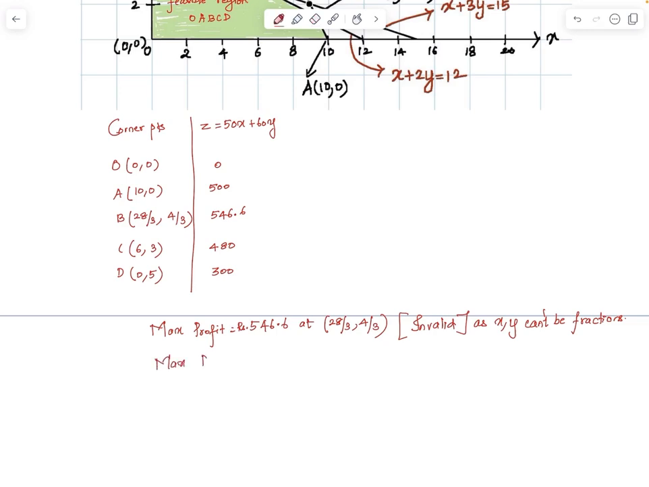Maximum profit is equal to rupees 480 at 6, comma 3, which means the number of type A circuits is 6 and type B circuits is equal to 3.